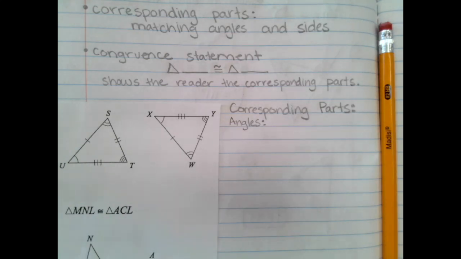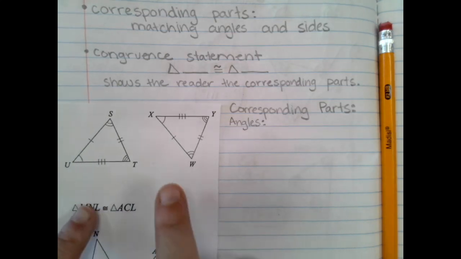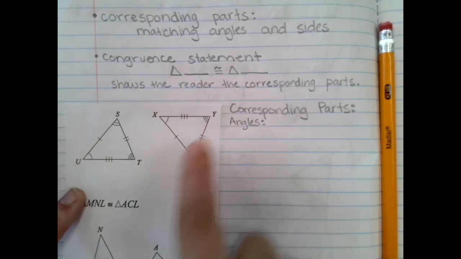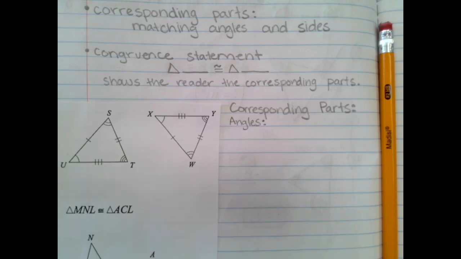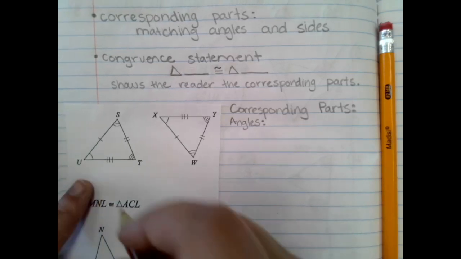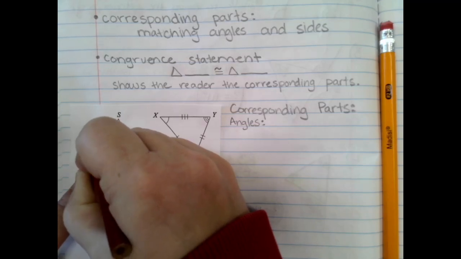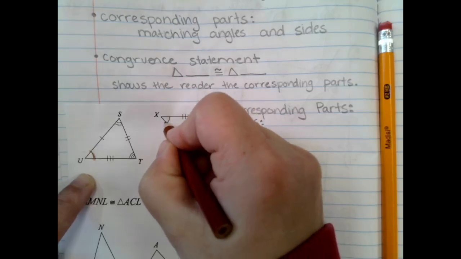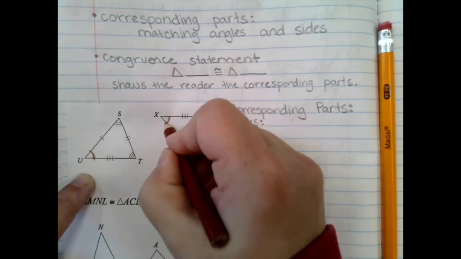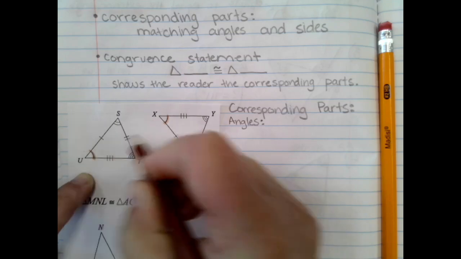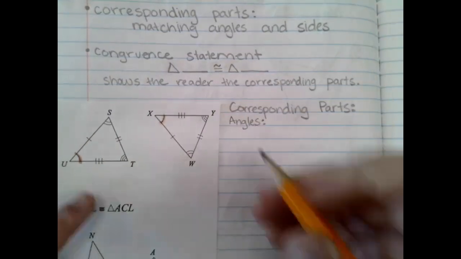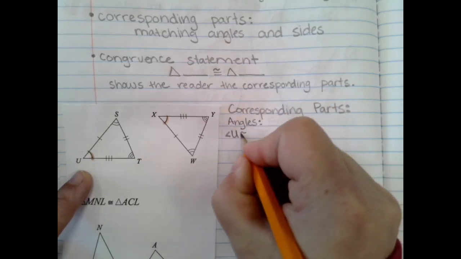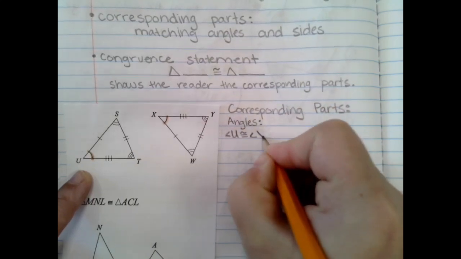That was a struggle. All right, so as I take a look at this, which angles match from this first triangle to the second triangle? Angle U matches with what over here? X. How did you know? Good. They only have that one arc, that little swoop. So angle U is congruent to angle X.